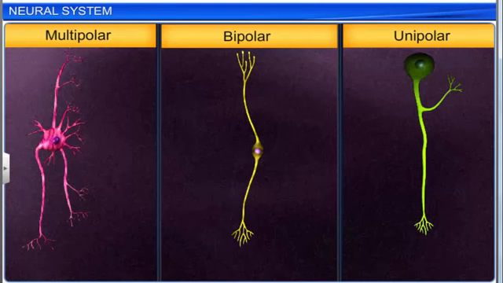On the basis of the number of axons and dendrites, neurons are divided into three types: multipolar, bipolar, and unipolar.